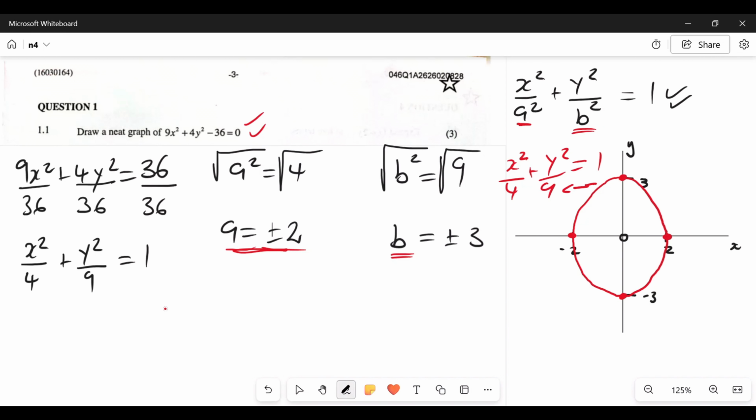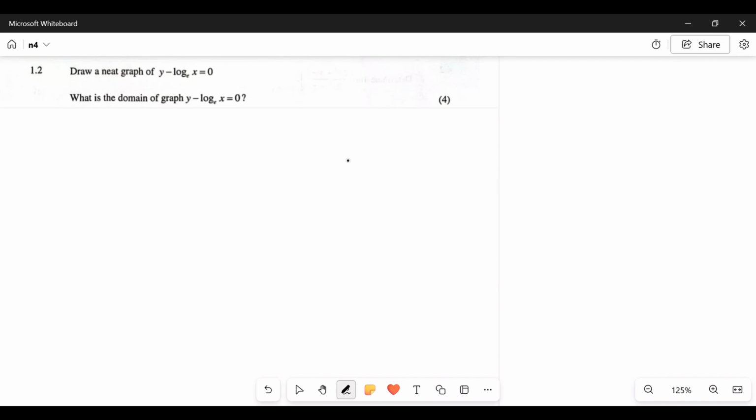We are done with 1.1, guys. Let's go and do 1.2. Here is our 1.2. Now they want us to draw a neat graph of y minus log base e of x equaling 0. So the first thing we must do is simplify again, because this is not simplified. By transposing this negative log base e of x to the right hand side, we'll have the log graph. y is going to be equaling log base e of x. This is the same as y equaling natural log x.